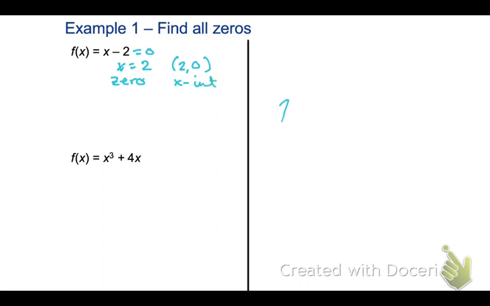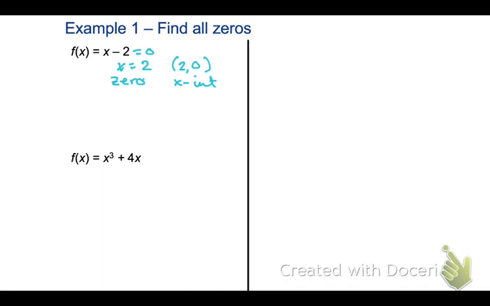Be careful which one I'm asking you for. If I'm asking you for a zero, you can write x equals. If I'm asking you for an x-intercept, it needs to be a point. People lose more points on that than anything else. Okay, what about the next one?